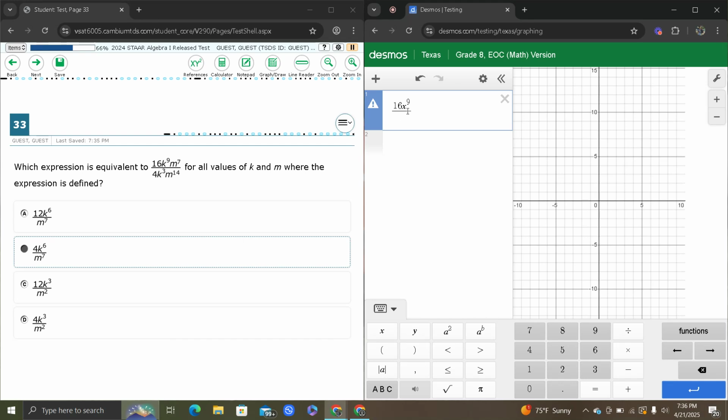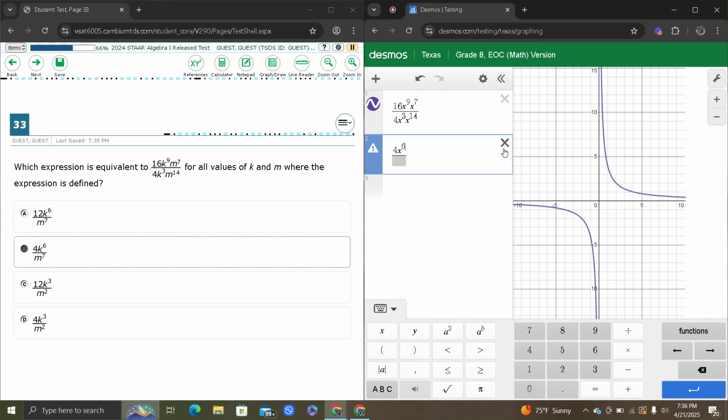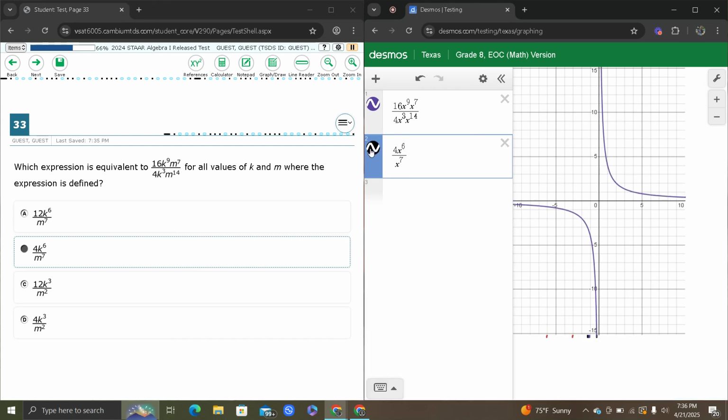Okay, we'll do that one later. 4x to the power 3, or 3. All right, let me add on to this one. Okay, there it is. X to the power 7, and then x to the power 14. So now you get this weird looking line, and then just type in your answer choice. You have 4x to the power 6, and then x to the power 7. And they match exactly. So therefore, you just checked your answer that B is the correct answer.